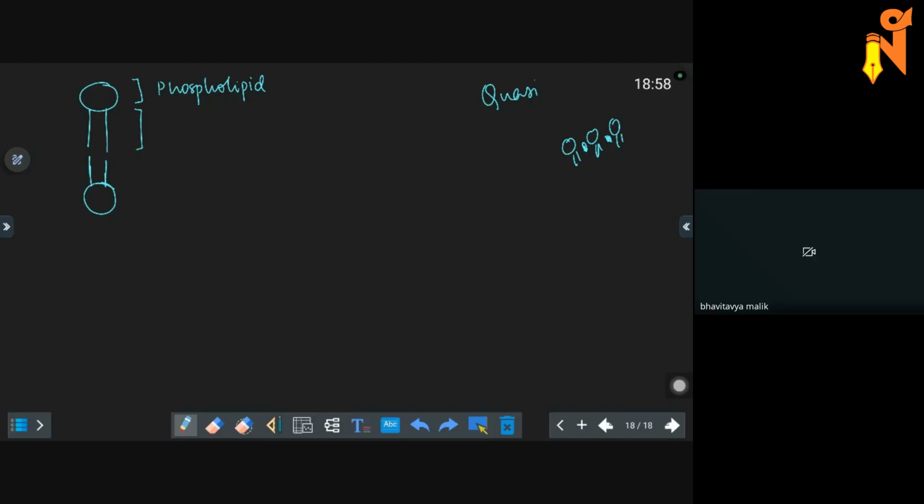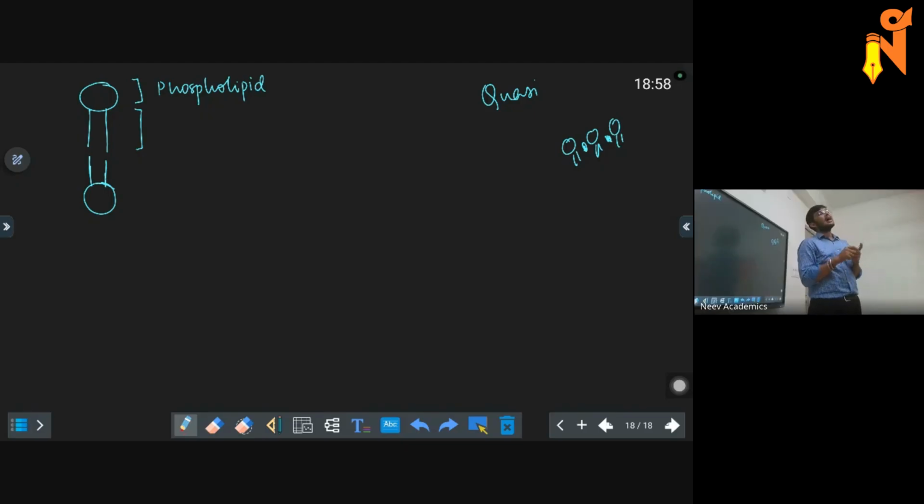Understood? This cholesterol is not present in plants and bacteria. They have some other kinds of sterol molecules, but not cholesterol. Cholesterol is restricted to animals. So this is a positive side of cholesterol, other than causing heart attacks.